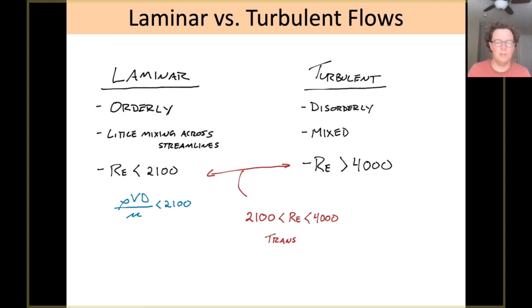So the astute observer will notice there's a gap in between those. In between 2,100 and 4,000 for a Reynolds number, we would call that transitional flow, and that's not something that we're going to deal with much in this class.